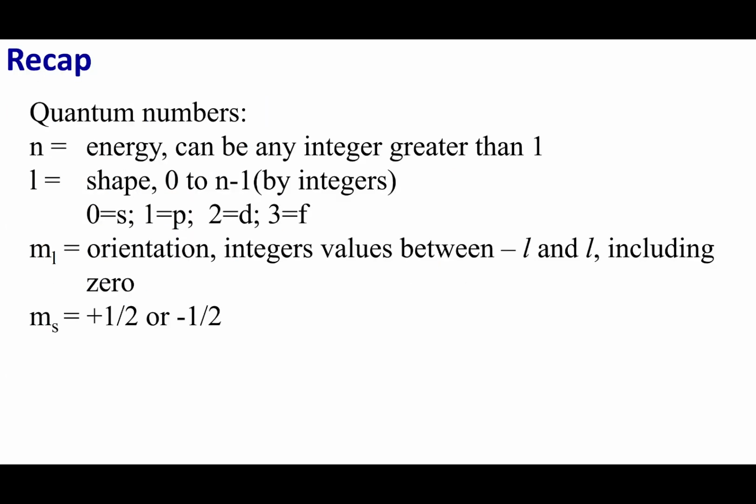So to summarize everything with our quantum numbers, n is going to tell you the energy of the orbital, L is going to tell you the shape, m sub l is going to tell you the orientation of that shape, and then m sub s is going to tell you if that electron is spin up or spin down. We have restrictions on what n can be, and L is going to be dependent on n. And the restrictions on m sub l are going to be dependent on L.